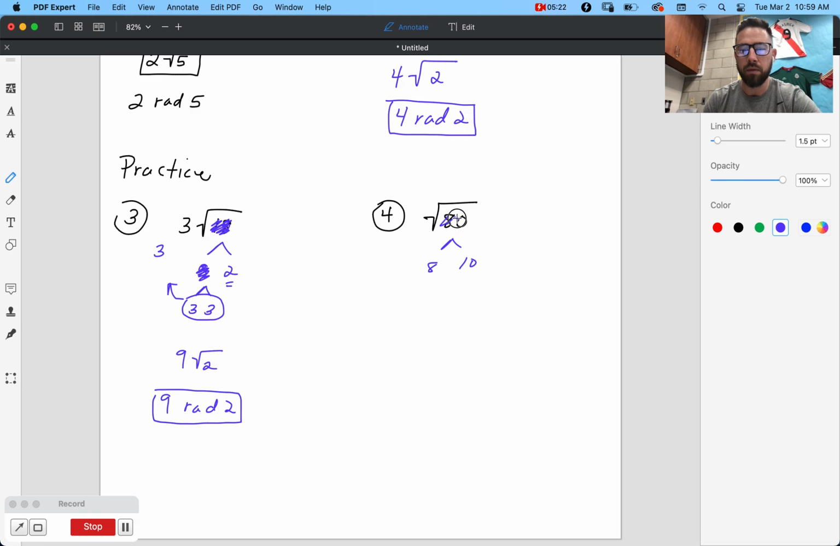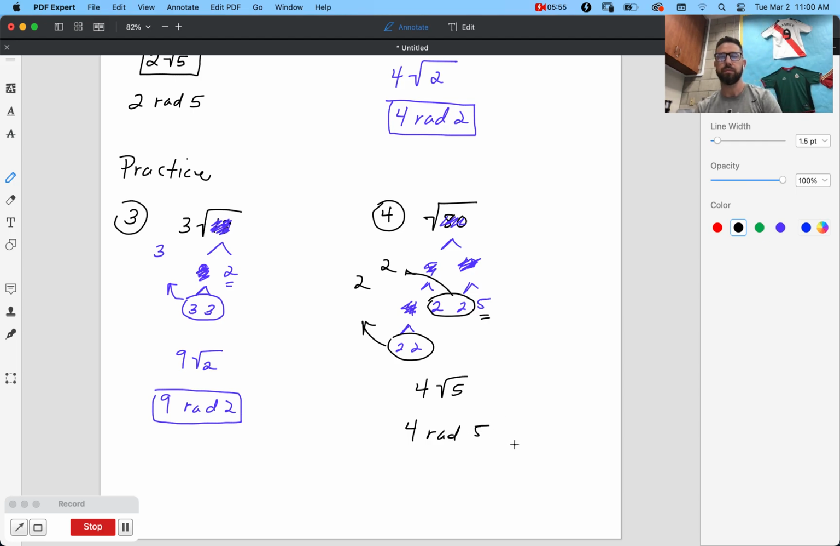Now up here, square root of 80, I think most kids are going to say 8 times 10. Cross it out. This guy's 4 times 2. And then 2 times 2. This guy's going to be 2 times 5, right? And now we're looking for pairs. A pair of 2's comes out as a 2. A pair of 2's comes out as a 2. Okay, multiply those guys on the outside and we get 4. This is my leftovers on the inside, 5. 4 rad 5. Okay? Pretty simple. Now, moving on.